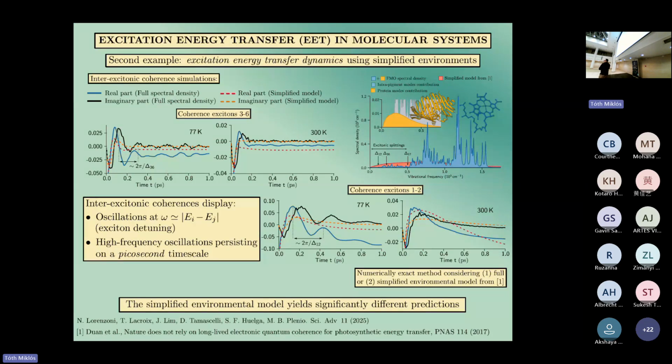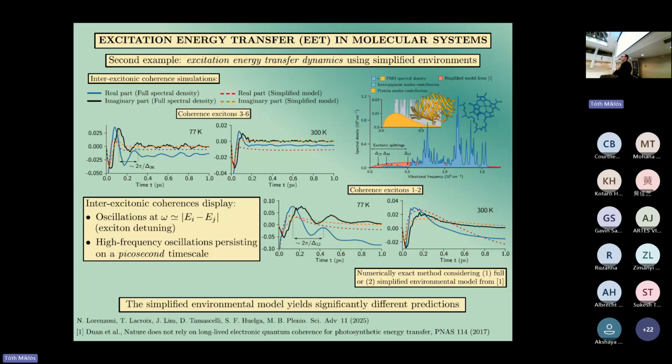But in the moment in which we compute full numerically exact simulations, considering fully the spectral density, then we have the profile in blue and black, so real part and imaginary part of these coherences. And now we can see that there are some sustained interexcitonic coherences. In particular, at 77 Kelvin, there is a large amplitude oscillation that is proportional to exciton detuning, that at room temperature decays quite quickly. But on top of it, you can see all this high frequency wiggling that is there also at room temperature. It has a timescale of picoseconds. And indeed, it represents some sustained interexcitonic coherences that we will analyze in a moment.